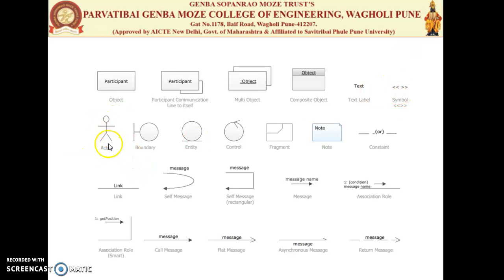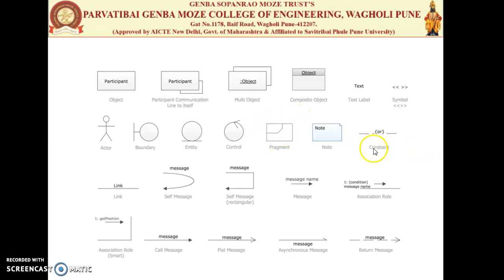Then actor, an individual entity which can be described as external to the system. Then boundary, internal and external boundaries. Entity can be represented by a circle with a dash. Control: when the control passes to a particular object, we have to notify it by a circle and arrow. Fragment is nothing but a partition for some classes which perform similar operations. Then there is a note. A note is a message or comment for a particular object, or we can also describe something about a particular class or object.